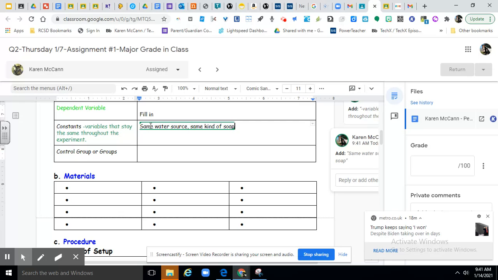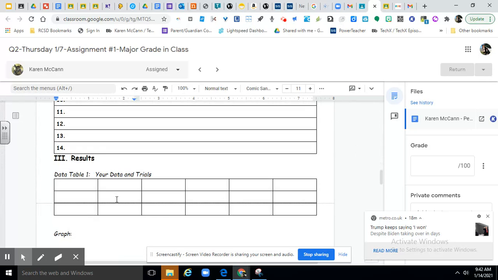And then I want you to continue thinking about things that were the same throughout the experiment. Technically, there are always lots of constants. To keep this simple for you, you need to think of at least two other things that were kept the same in this experiment. The control group is actually part of the experiment.